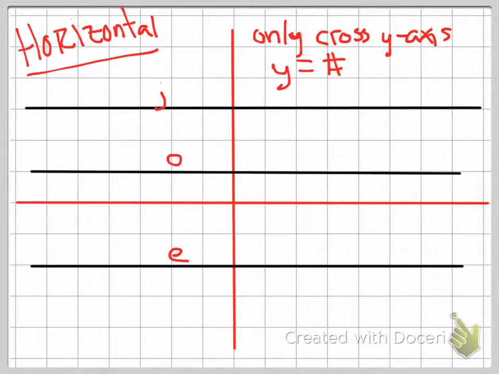For example, give me the equation of line J. Y equals 3. Correct. What about line O? Y equals 1. What about line E? Y equals -2. Very good.